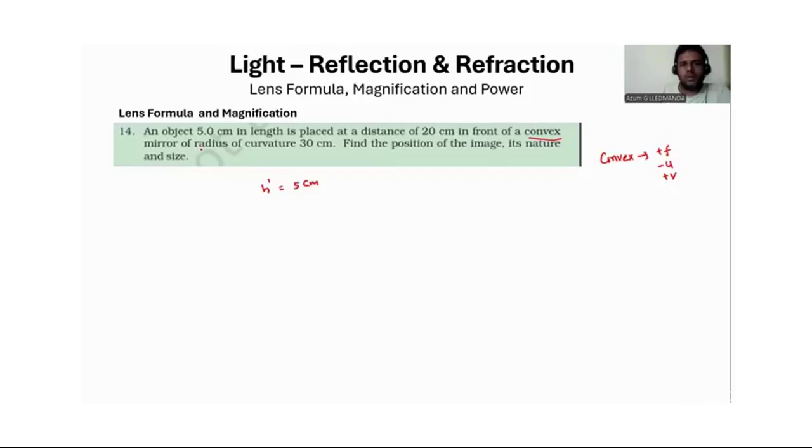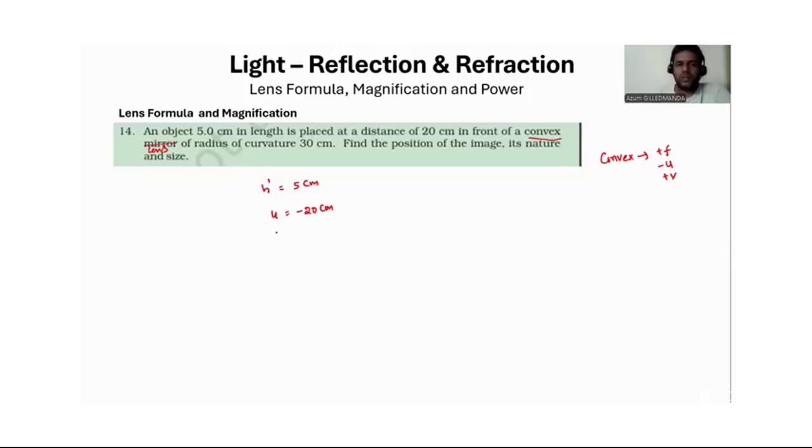We are not looking at the mirror, so let's replace this with lens. It's a convex lens of radius of curvature 30 centimeter. Find the position of the image and its nature. So an object 5 centimeter in length is placed at a distance of 20 centimeter in front of a convex lens of radius of curvature 30. So U is given. U is what? Minus value. So minus 20 centimeter.